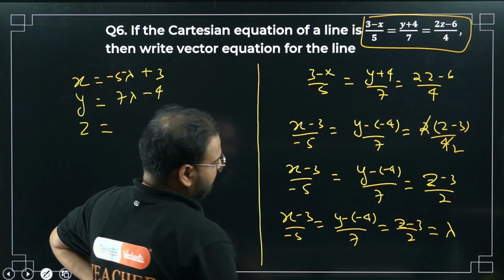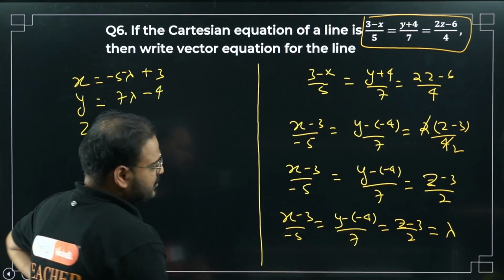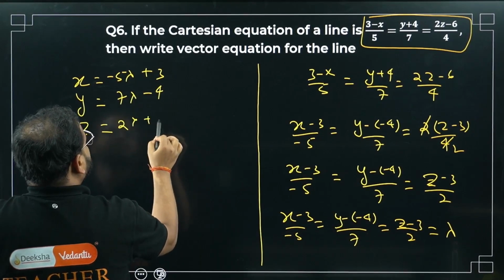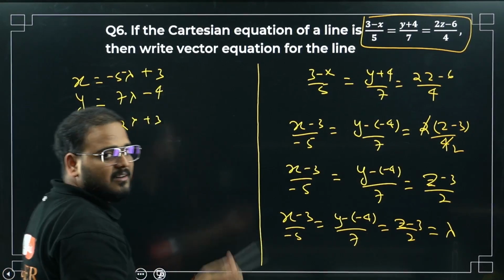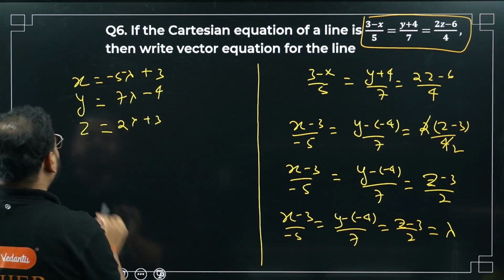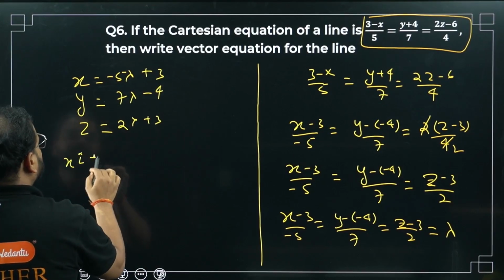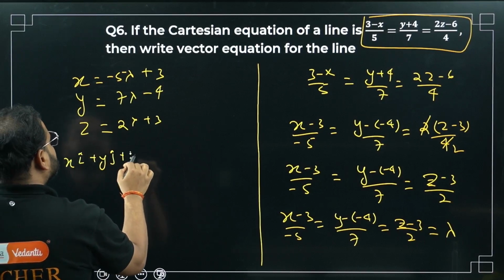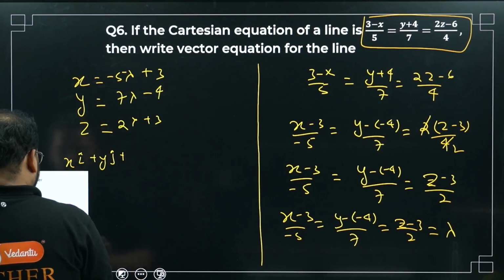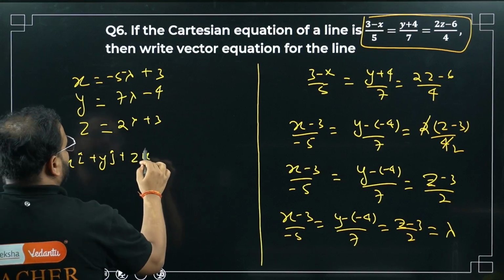I can write z as 2 lambda plus 3. If you combine this together in the vector form, what do you get? Please check here with i cap, j cap, k cap. If I'm writing, I get x i cap plus y j cap plus z k cap equals to what?